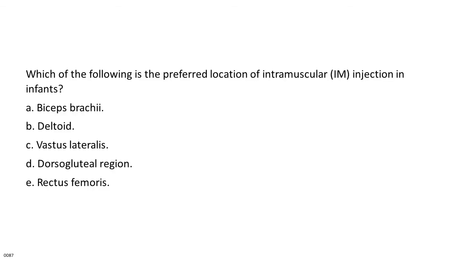Which of the following is the preferred location of intramuscular, IM, injection in infants? A. Biceps brachii. B. Deltoid. C. Vastus lateralis. D. Dorsogluteal region. E. Rectus femoris.